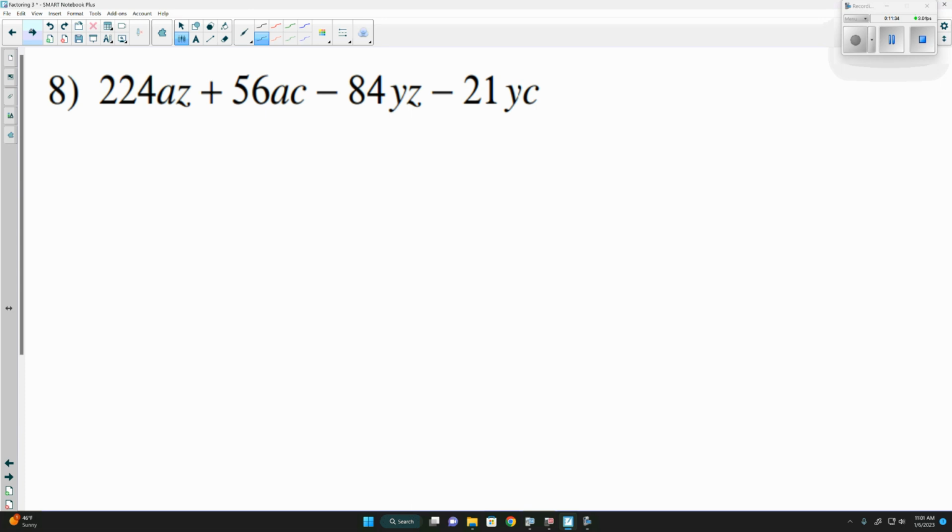Let's look at one last one. Let's look at this one here. And again, we can group it with the first two and last two. Now, the first thing we need to figure out is, is there a greatest common factor between 224 and 56? 2 will work, but is it the biggest one?